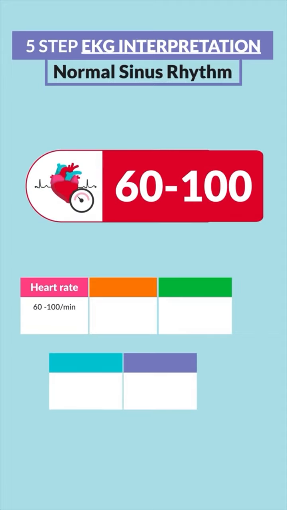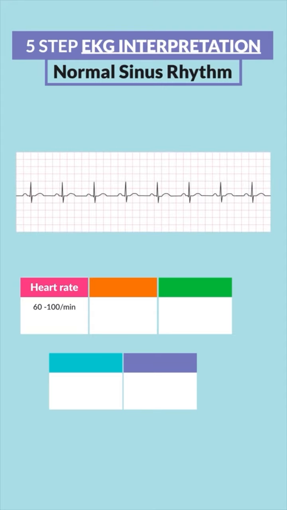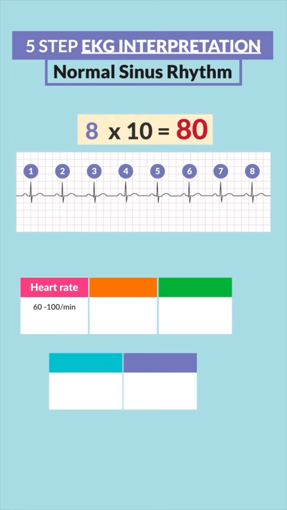Between 60 to 100 is normal sinus rhythm. Simply count the R peaks. So we have 1, 2, 3, 4, 5, 6, 7, 8. Then multiply by 10, so that's a heart rate of 80. Perfect. The rate is between 60 and 100.